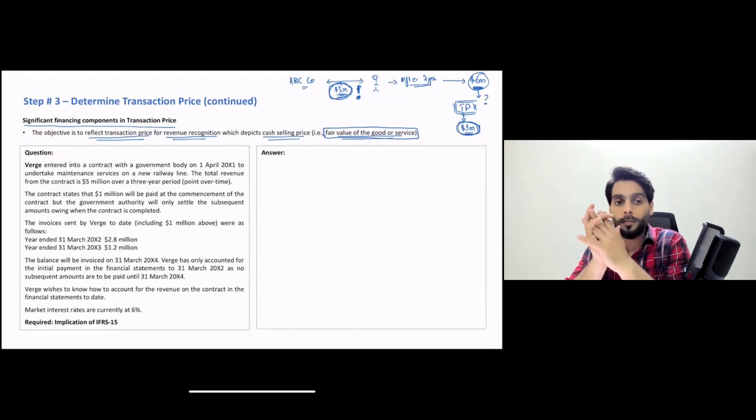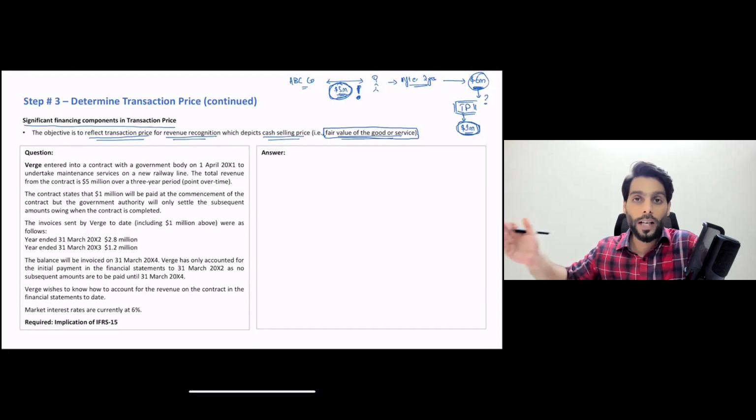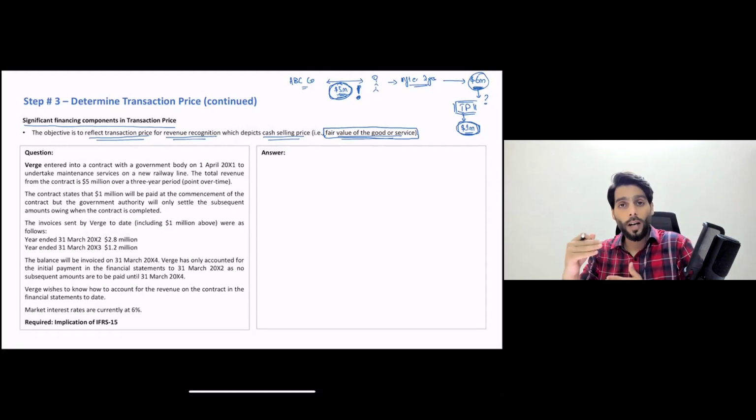Make sense? Now, if you have understood that we need to segregate the fair value of goods or service and the financing element separately in order to recognize revenue, how would this work? I'll take you to an examination kit question, which is known by Verge. It is an extract, a part of the total question, but yes, this is very relevant to what we are studying right now.